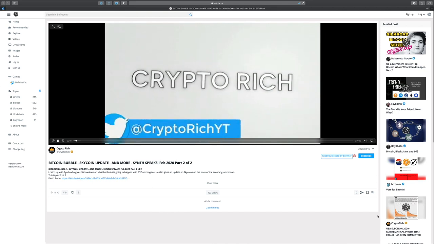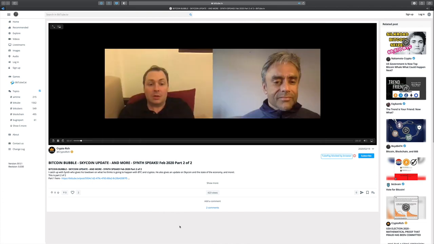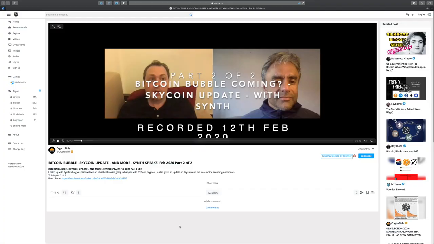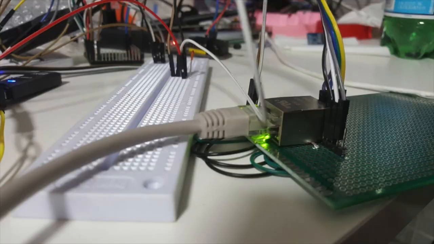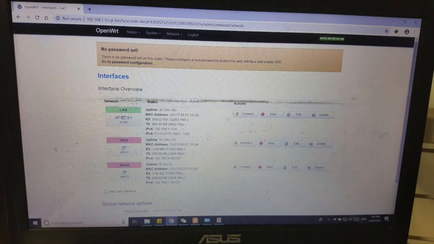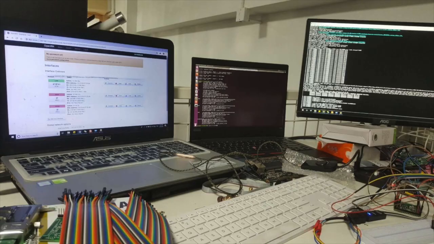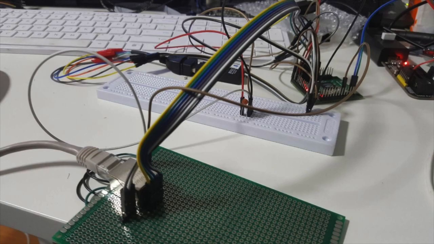February saw several interviews with friend of Skycoin Crypto Rich, and Synth showed off the functional custom OpenWRT router chip intended for the Skyminer 2.0. This new router will fix a problem with port forwarding on original Skyminers and should allow the next generation of Skyminers to auto-configure for plug-and-play ease of use.